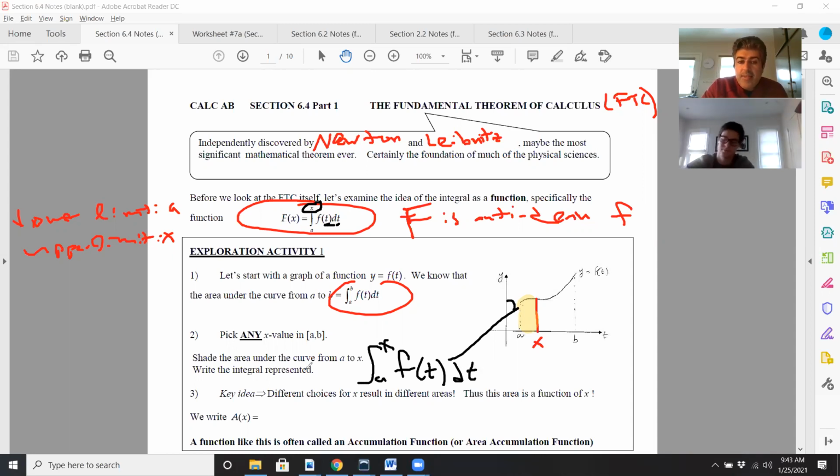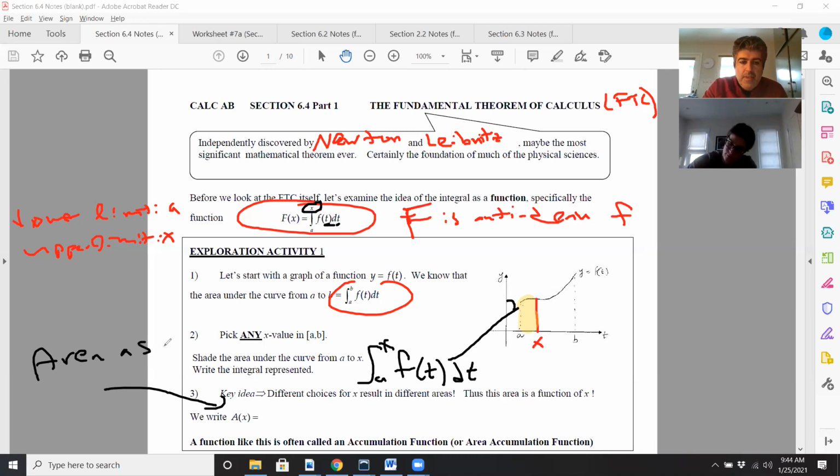Okay, so the key idea is that we have different choices for x resulting in different areas, right? So what if I put x over here? Then the area would get bigger, right? Or what if I put it closer to B? Or what if I made it closer to A? The bottom line is that an integral represents an area, right? So thus this area is a function of x. So area under the curve is a function of x. This is what this represents.